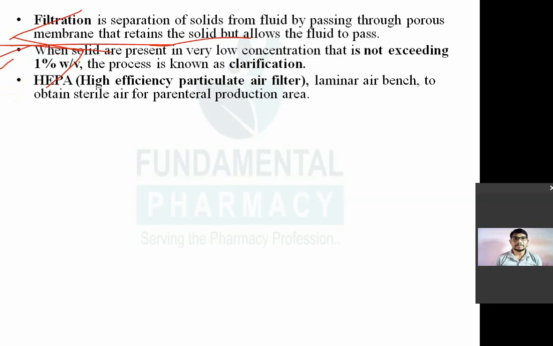The term clarification is used when the solid content of your mixture or slurry is less than 1%. ठीक है, अगर आपके स्लरी में, आपके फ्लूइड में, आपके सस्पेंशन में 1% से कम solid present है, in that time you call it clarification. Remember this term: clarification means when the solute concentration is less than 1% weight by volume, and at that time, instead of the filtration term, you have to use the clarification term. इसके ऊपर भी फार्मासिस्ट एग्जाम में क्वेश्चन आ चुके हैं.